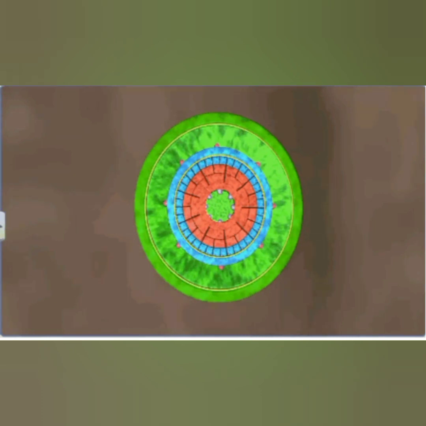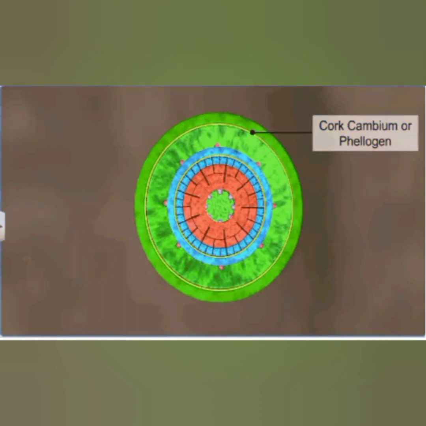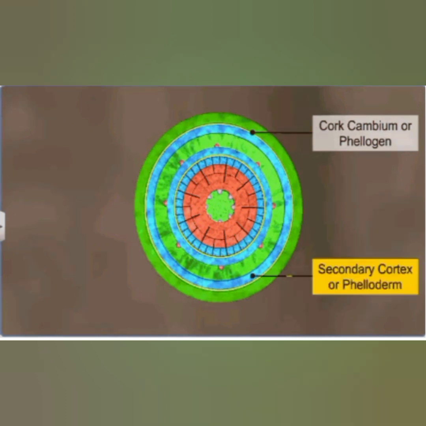To protect the exposed tissues and to increase in diameter, cork cambium, or phellogen, arises in the cortex. Cork cambium or phellogen appears when the layers of hypodermal cells regain the power of division to form a ring of meristematic tissue. Cork cambium cuts off new tissues inside, called secondary cortex or phelloderm.